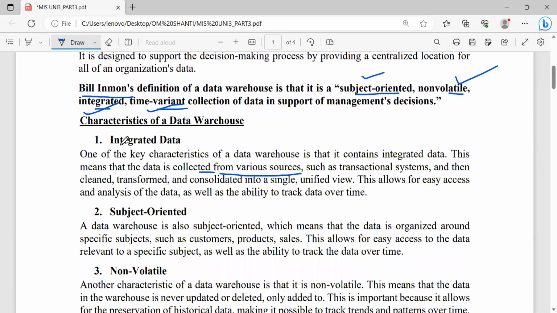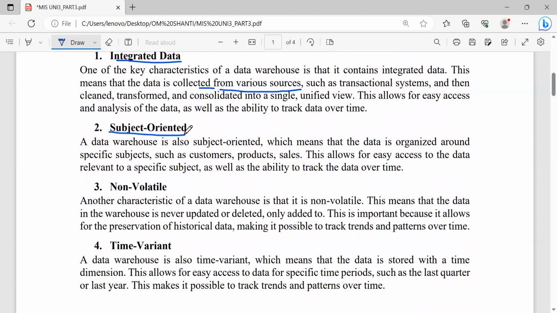The first characteristic is integrated data. Integrated means the data is integrated. We contain data from different sources and it is in a single repository. So integration means integrated data.